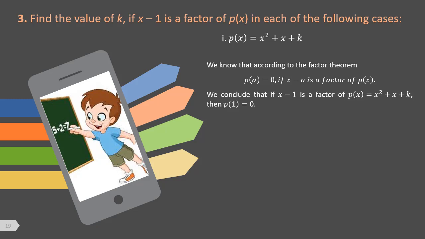to 0. Now when we put x is equal to 1 in p of x, 1 square plus k equal to 0, therefore k plus 2 equal to 0, hence the value of k is equal to minus 2. So we conclude that the value of k is equal to minus 2 when x minus 1 is a factor of p of x. Now proceed for next question.